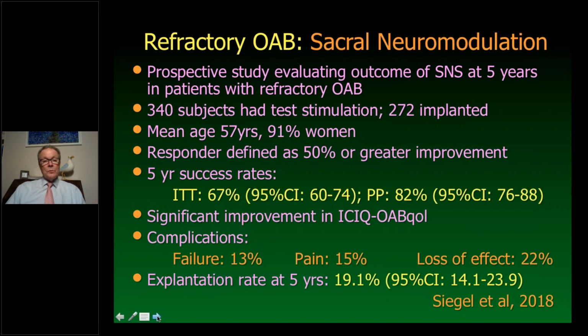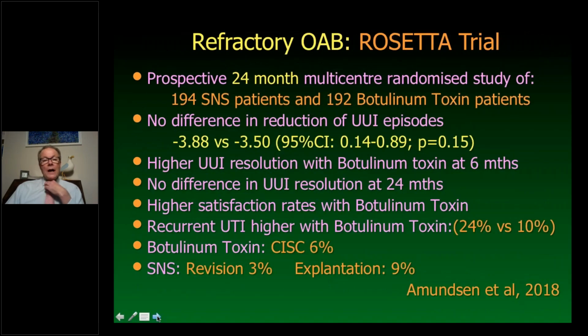Corresponding improvement in terms of quality of life, but again a significant number of complications. Around 13% of devices failed, 15% of patients complained of pain, and around a fifth of patients had a loss of effect. And ultimately at 5 years, 20% of these patients had the implant explanted. How does sacral neuromodulation compare to botulinum toxin?